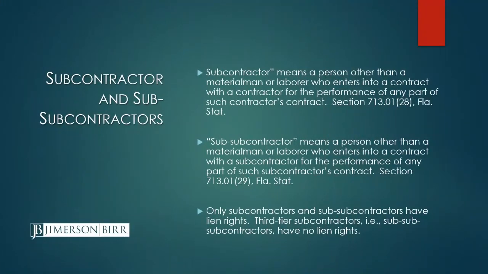So what do some of these terms mean? Subcontractors and sub-subcontractors. The lien law defines a subcontractor to mean a person, and that means person or entity, other than a materialman or laborer who enters into a contract with the contractor for performance of any part of the contractor's contract. So a subcontractor, as it makes sense, is the party that has a direct contract with the prime contractor. The lien law goes on to define sub-subcontractors as a person or entity other than a materialman or laborer who enters into a contract with a subcontractor for any part of the subcontractor's work. That makes sense as well. Only subcontractors and sub-subcontractors have lien rights. Importantly, third-tier subcontractors, so sub-sub-subcontractors, do not have any lien rights under the lien law.